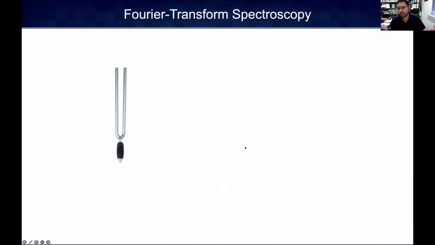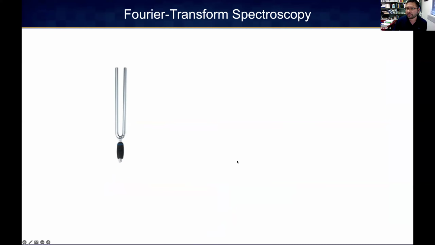Okay, so what is 2D spectroscopy? There are two keywords. First, Fourier transform, and then 2D. I will just use this cartoon to explain the basic idea. First, let's consider Fourier transform spectroscopy.